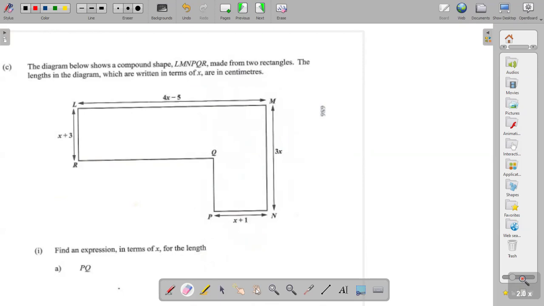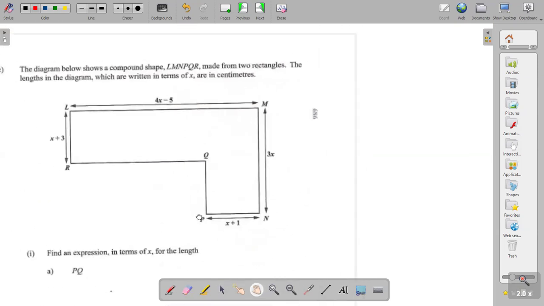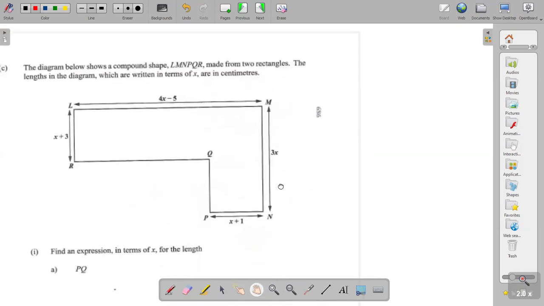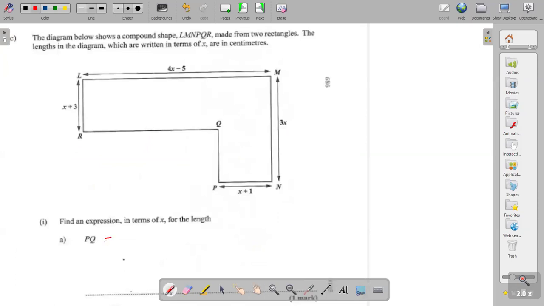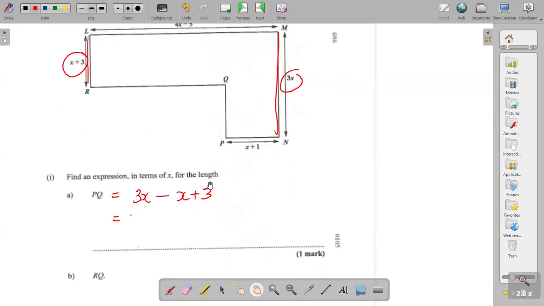So let's go back to this now. They say find PQ. Look at what we have. We know from here to here is 3m. So PQ is equal to this whole side minus this piece here. So what is this side? They said this side is 3x. So 3x minus what? 3x minus x plus 3. I want the answer from everybody now. What's the answer?